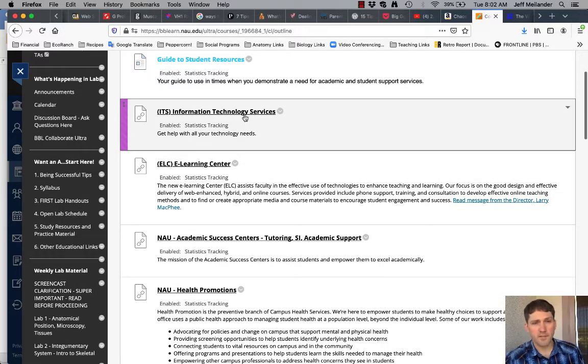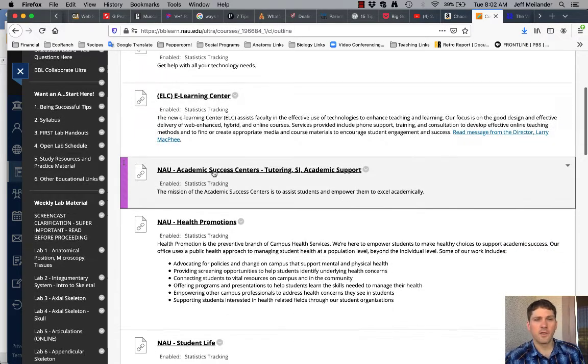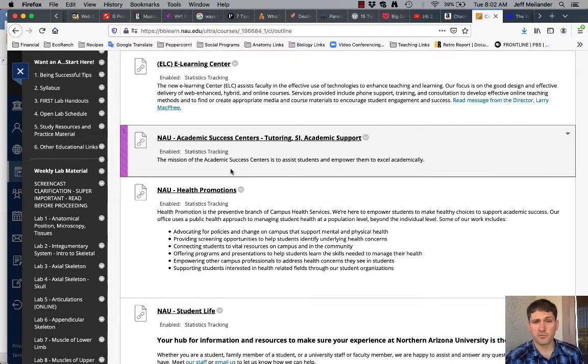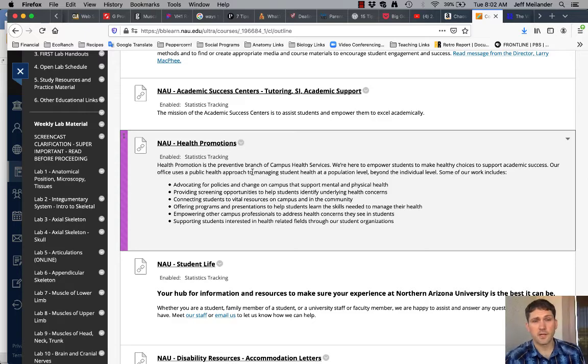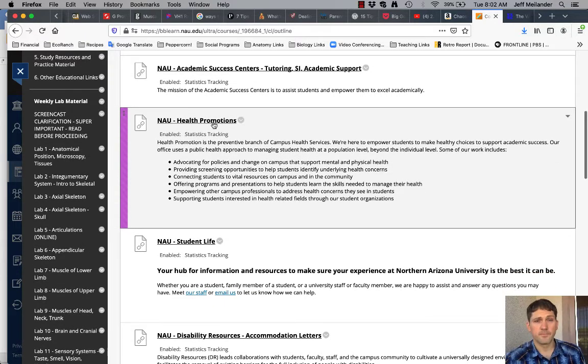So getting technology set up, e-learning, so if they're having issues with BB Learn, the academic success centers so they can find tutoring, supplemental instruction, other academic support here. Health promotions: some students don't know that we have a health center on campus, so you might send them here.